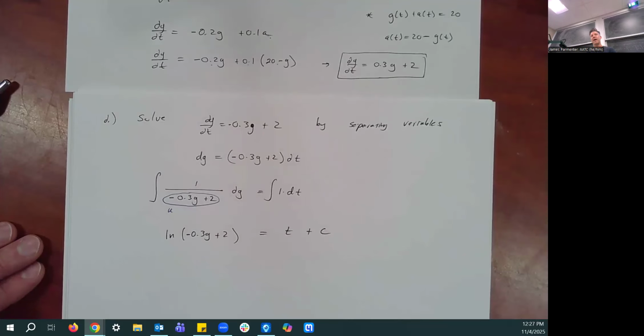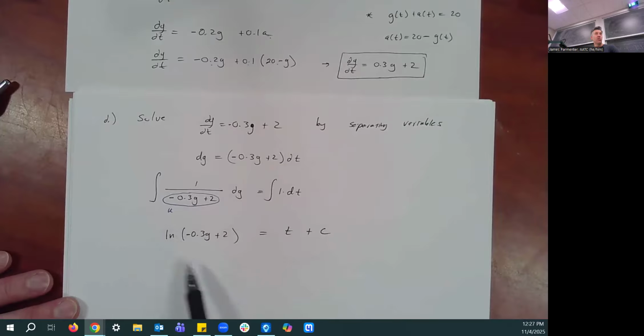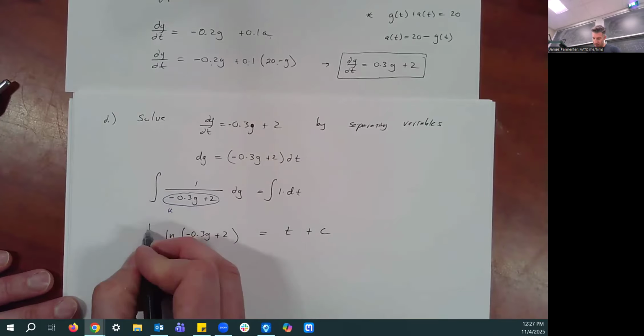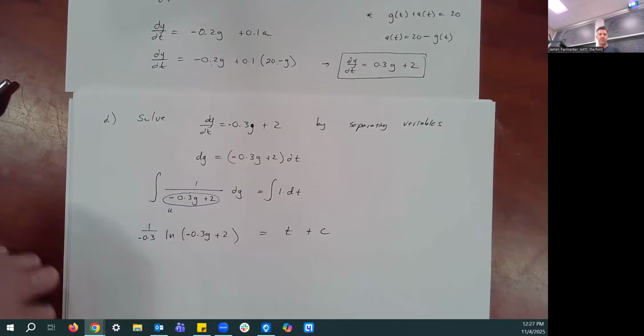But it's not quite right. If you took the derivative of this, you'd have to use the chain rule. You get 1 over negative 0.3 g plus 2 times the derivative of the inside, which is negative 0.3. So we have to divide by negative 0.3. And then things are looking all right.